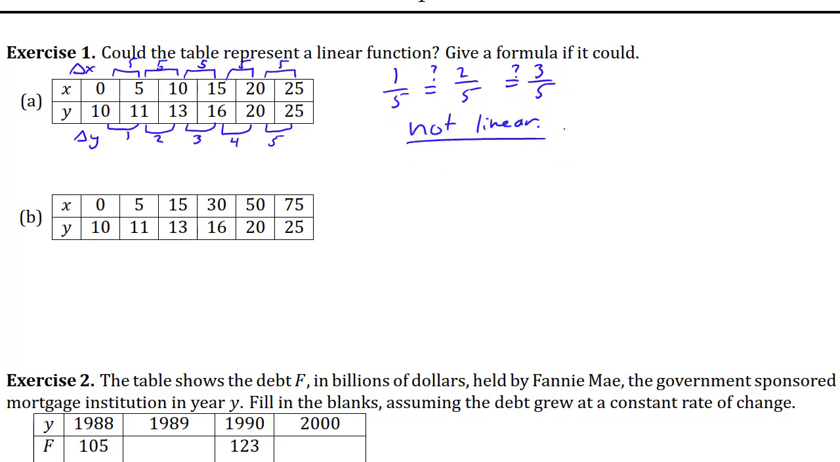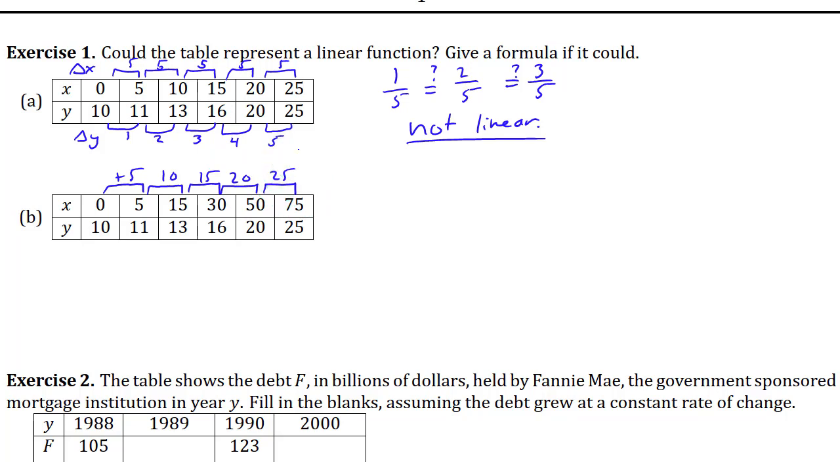Okay, let's look at this one. Here we have x going up by 5 at first, then it goes from 5 to 15. That's going up by 10. We go from 15 to 30. That's going up by 15 now. So the change in x isn't always the same. Here the change in x is 25. So does that mean it's not linear?